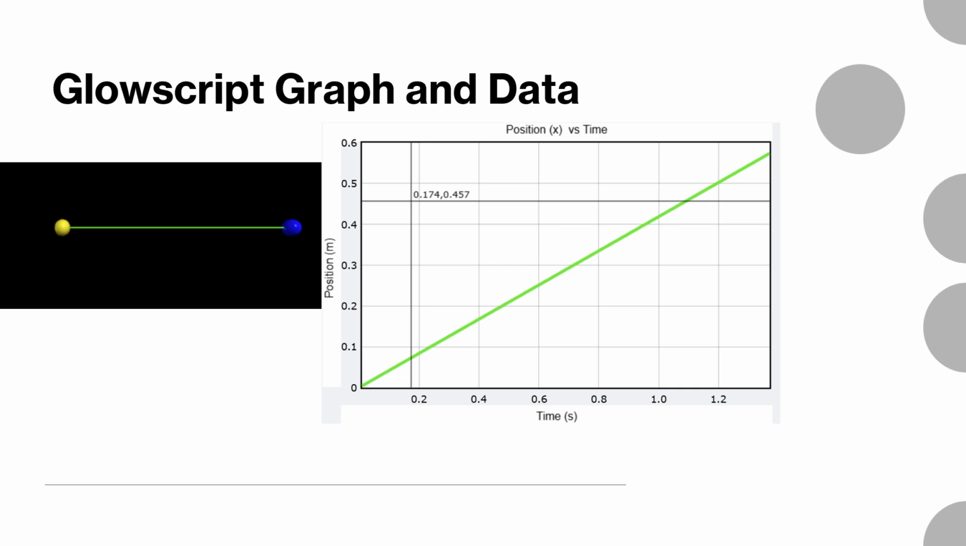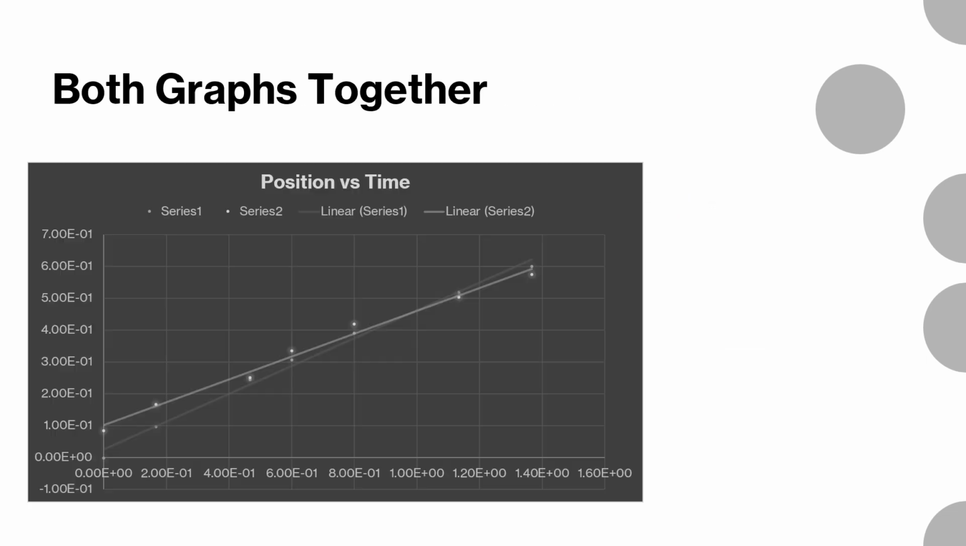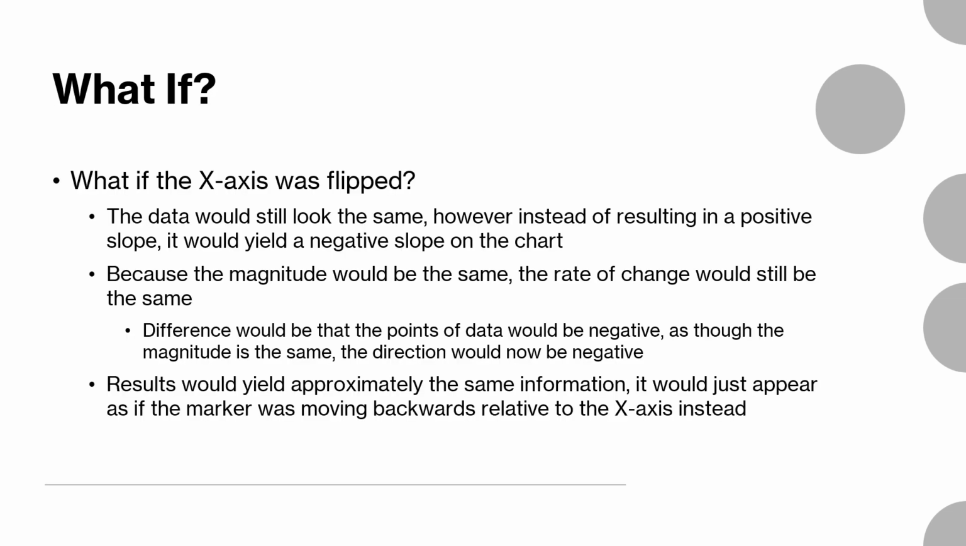This is both the model and the graph that was generated from the data on the last slide. As you can see, in 1.37 seconds, it traveled slightly less than 0.6 meters. This is an image of both graphs together, both the one in Tracker and the one in GlowScript. The light gray is the one in GlowScript, as it did not travel the full 0.6 meters. However, it was more consistent than the one in Tracker, largely due to outside forces, which can be accounted to human error.